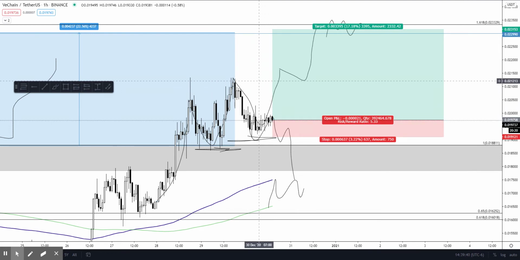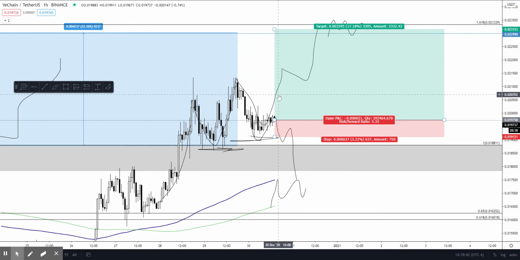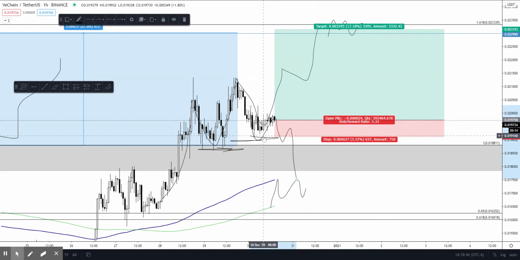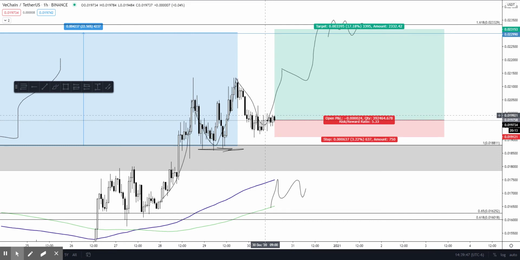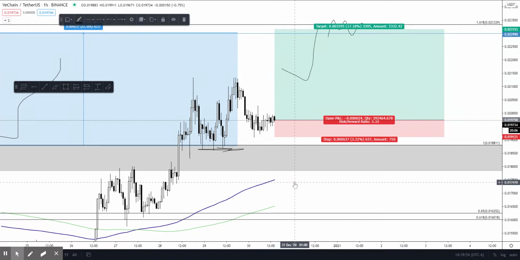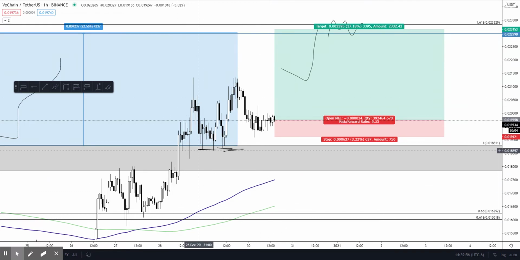We are still making higher highs and higher lows. So this is a valid trade in my opinion. This is something that you could look to take. It's not something that I will take for the reasons that I just discussed, but it is valid. It is there if you want it. VET USDT, that's my opinion on that.